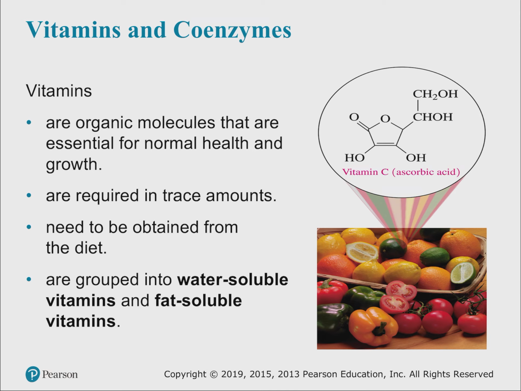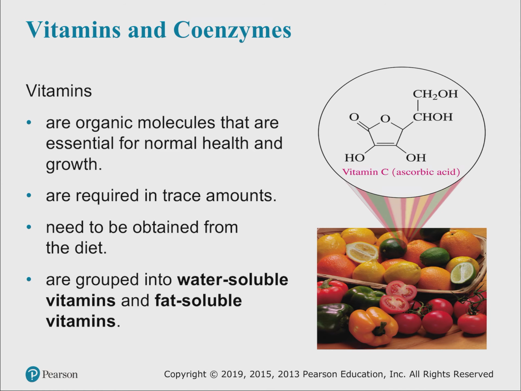All right, let's conclude our chapter with the discussion of vitamins and coenzymes. Some vitamins are coenzymes. We'll talk about what coenzymes are in a second. Vitamins are organic molecules that are essential for normal health and growth, required in trace amounts. Some need to be obtained from our diet, others we can synthesize on our own. Anything that we talk about is stuff we get from our diets. If we make it ourselves, we tend not to worry about it.